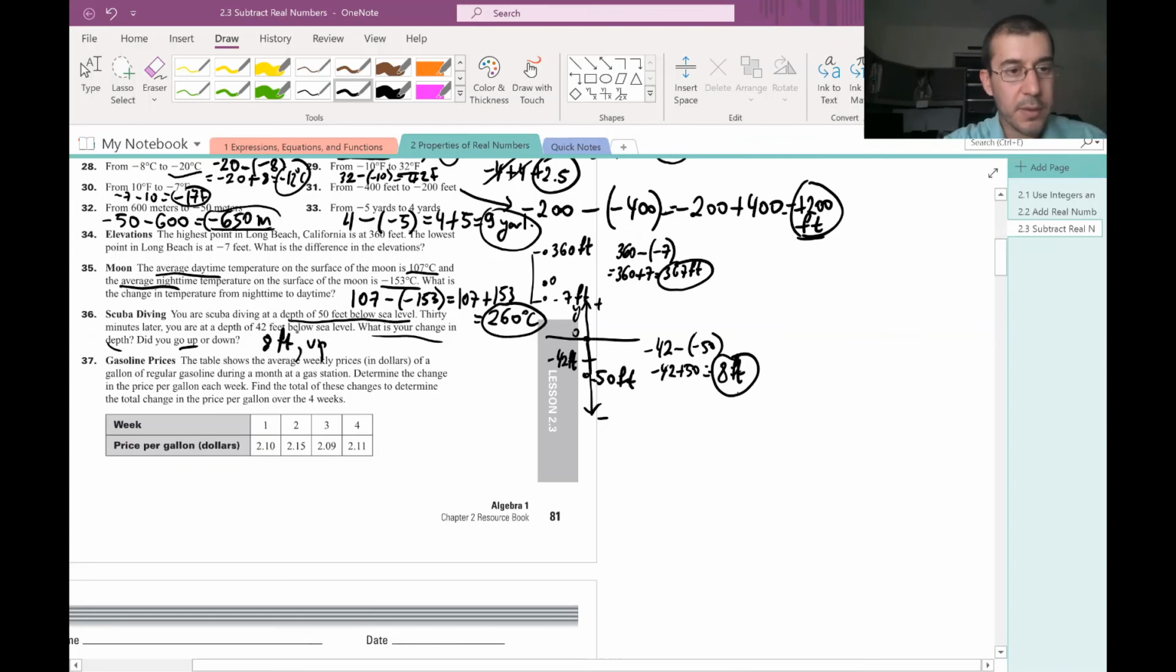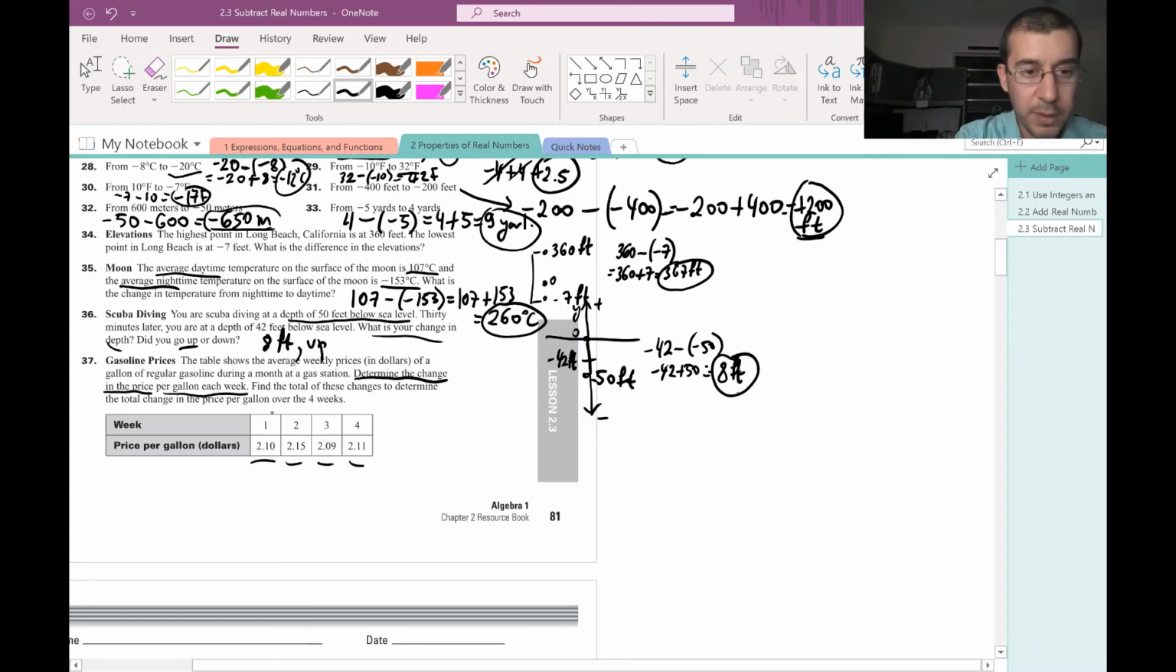And 37, the last problem for today, gasoline prices. The table shows the average weekly prices right here. So week 1, 2, 3, 4, we have these prices, the average weekly prices of a gallon of regular gasoline during a month at a gas station. Determine the change in the price per gallon each week. Find the total of these changes to determine the total change in the price per gallon over the 4 weeks. Okay. So first we have to determine the change in price each week.